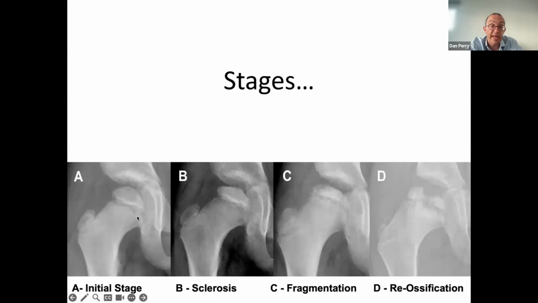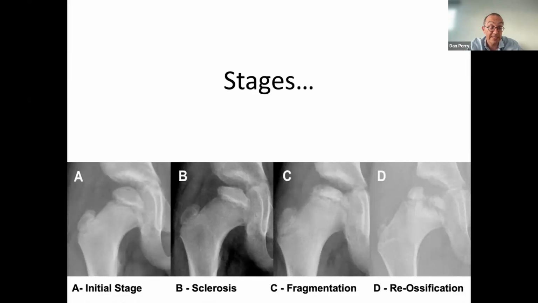So we go through this initial stage, then we go through the stage of sclerosis where it flattens, and we've got dead bone. We go through a stage of fragmentation when the dead bone's eaten away. So it looks like our X-ray is getting worse, but in reality, it's just part of the process. And then we go through the stage of ossification when new bone forms.